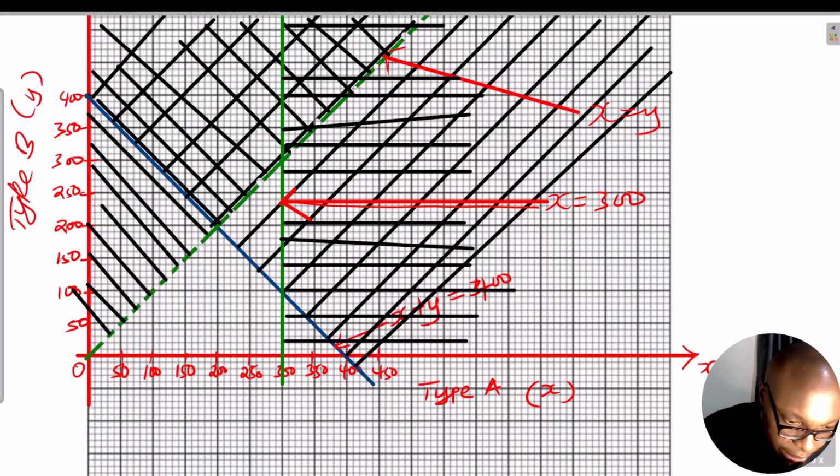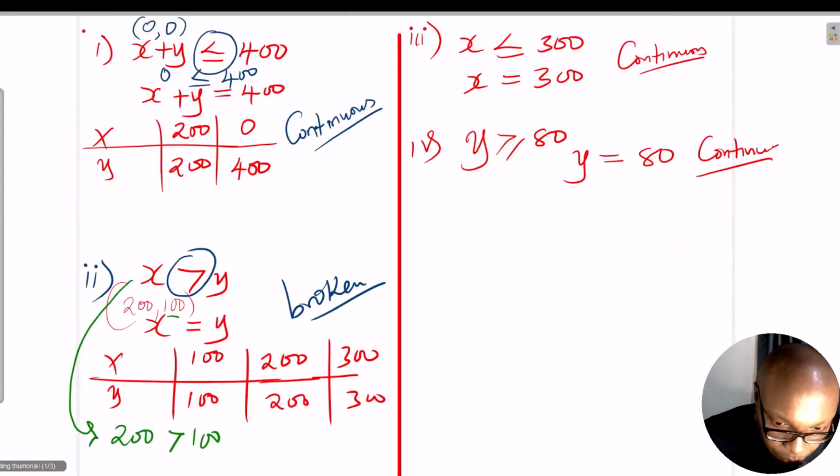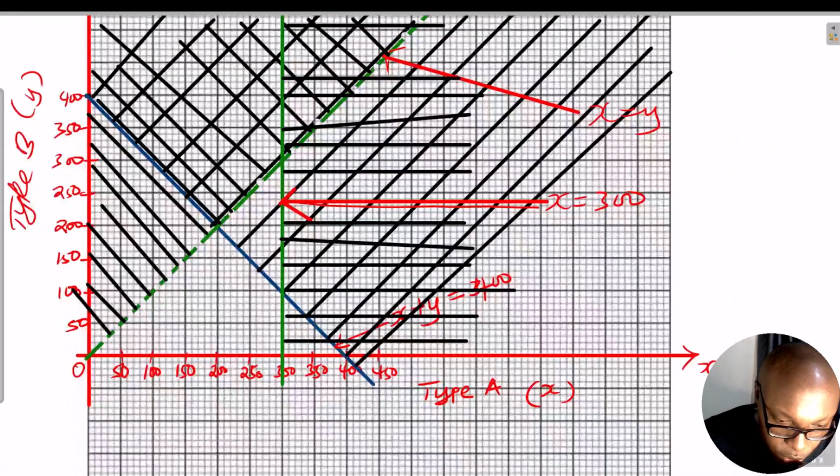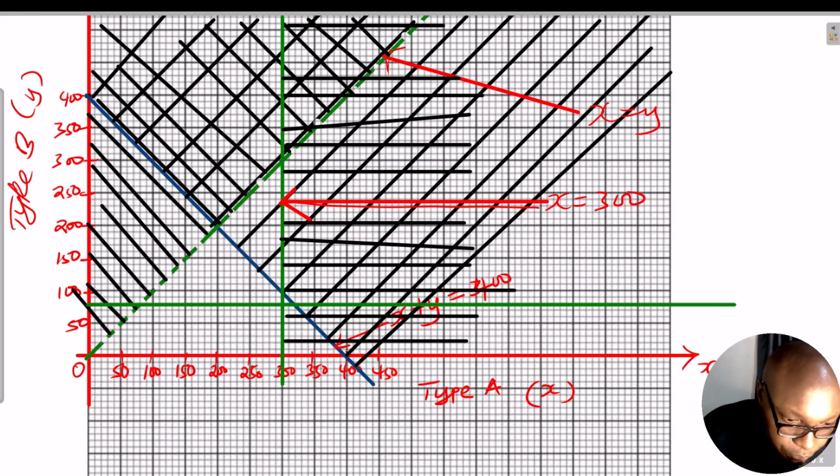And then we go to the next. The next one is y equals 80. Continuous line as well. y equals 80. 80 is here: 50, 60, 70, 80 is here. So this is y equals 80.